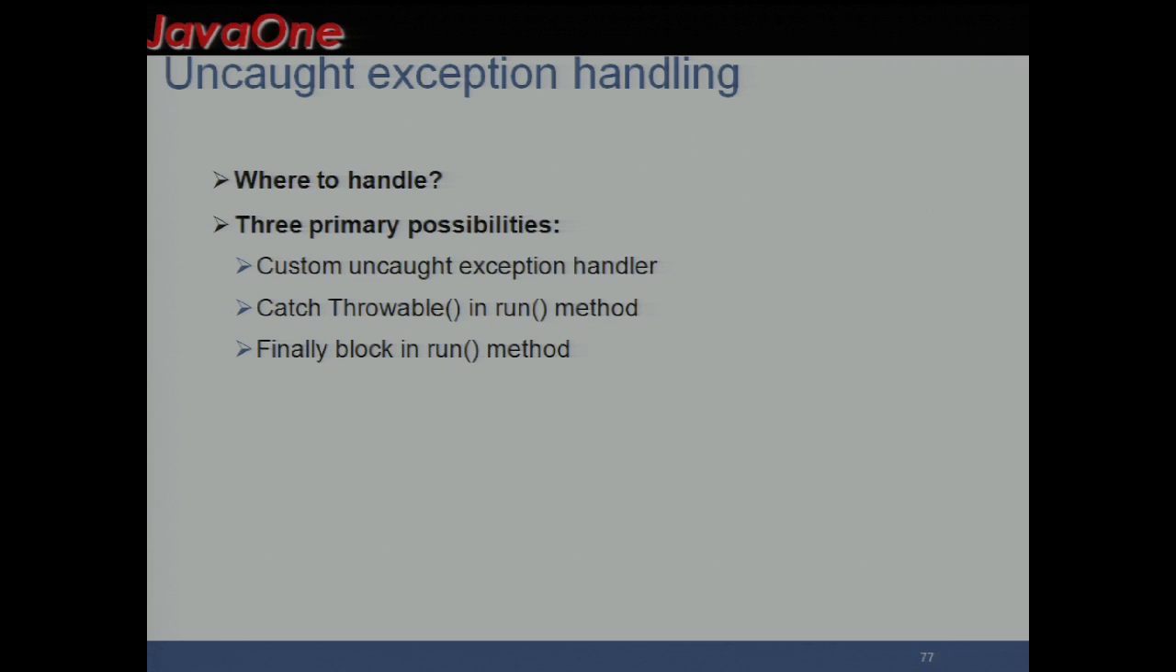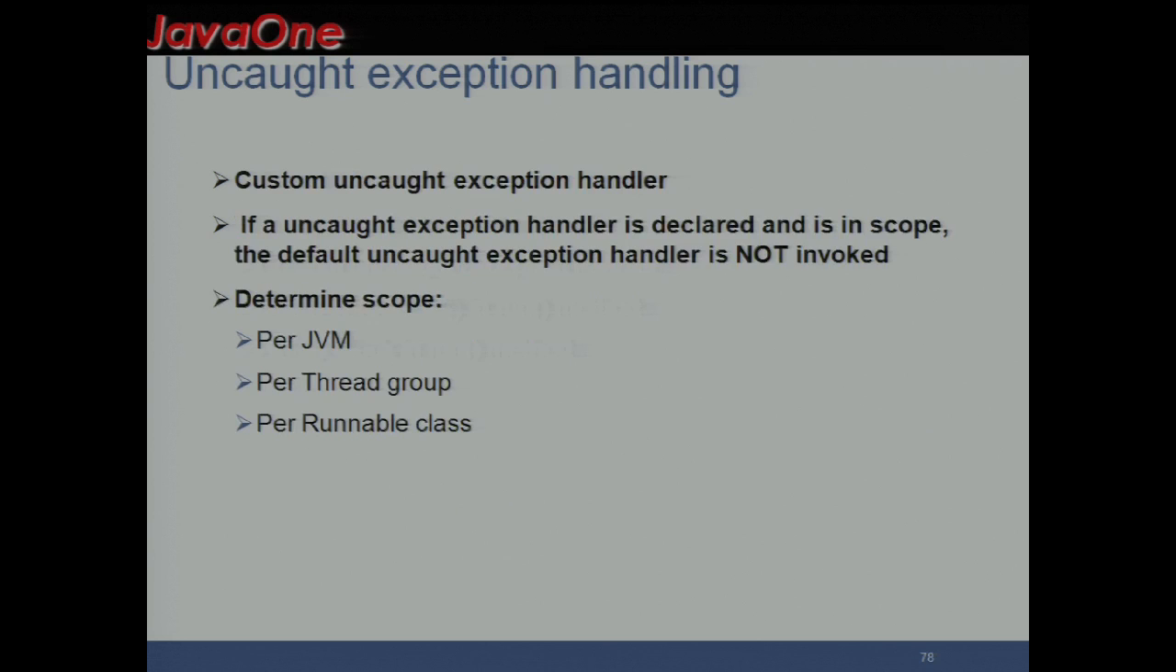So where to handle? There's three primary places. You can have a custom uncaught exception handler, you could catch throwable in the run method, or you could have a finally block in your run method. And we're going to talk about each of those in turn. So if you've got a custom uncaught exception handler, there's three different kinds. You can have one per JVM, you can have one per thread group, and you can have one per runnable class.